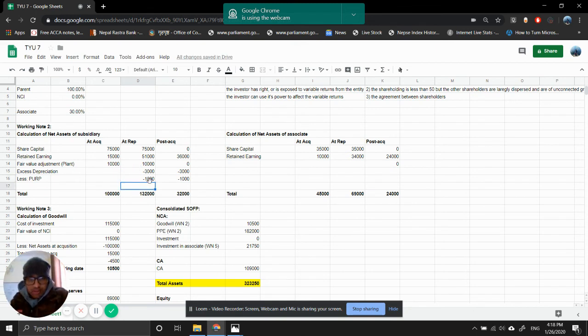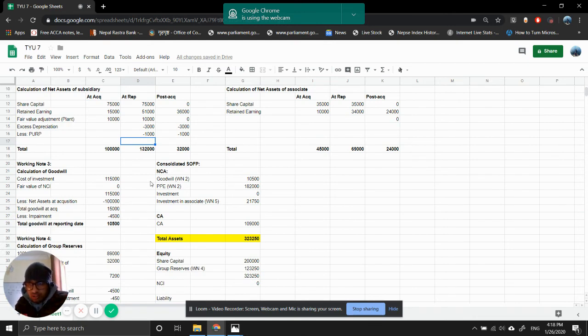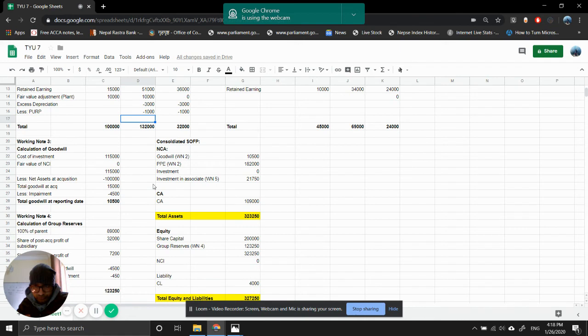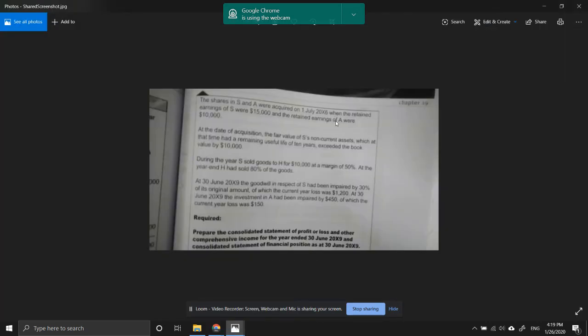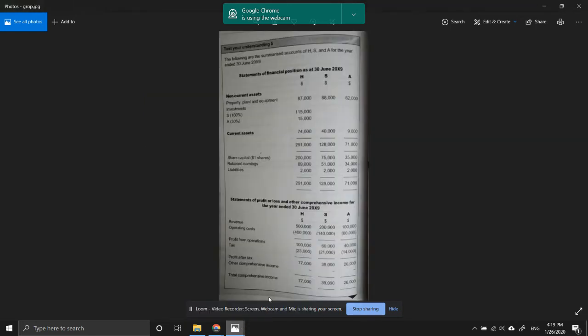Okay, so this looks alright to me. Anything else that I'm missing? What am I missing? Group reserves seems alright to me. So share capital, has it been recorded? No, share has not been issued.